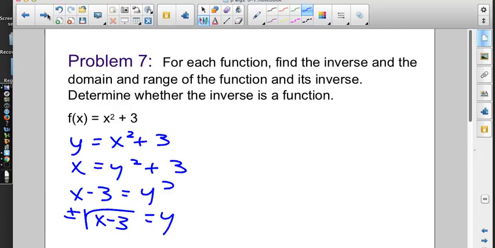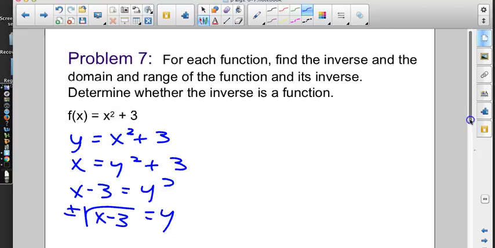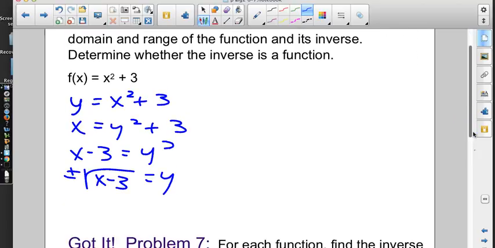Let's say we had to name it something fancy. Probably should though, right? Yeah, f inverse, since it was a function. Okay, let's talk domain and range.